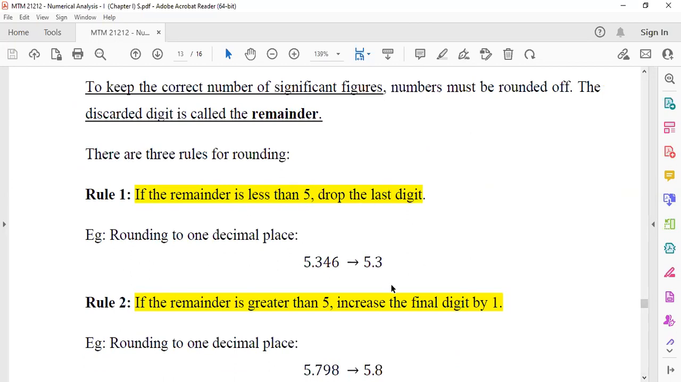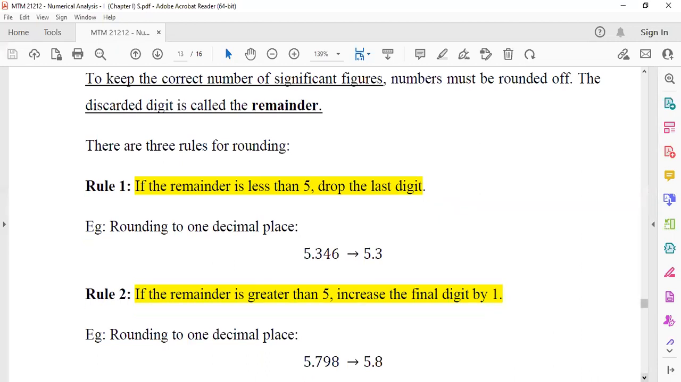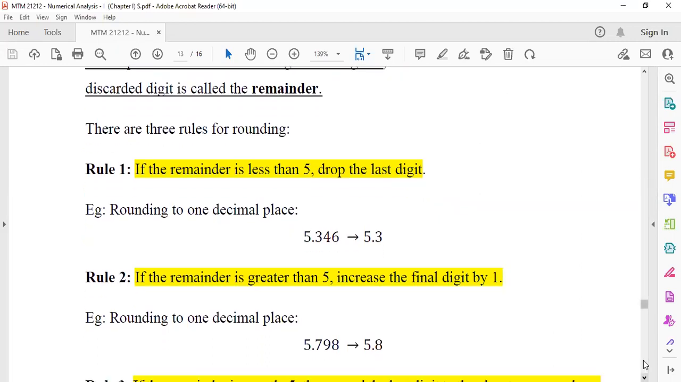I think in your module I made a mistake here, 5.3, 5.8, the other way around. Please correct it also. There's a mistake.